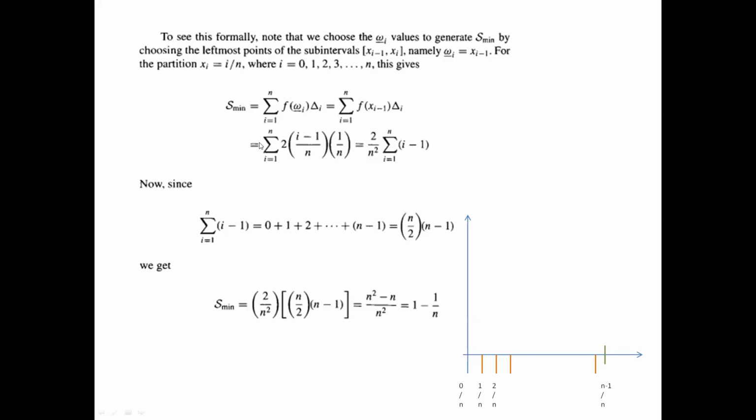Now you can bring out 2, you can bring out the denominator n squared, and you get summation of i minus 1. This is equal to n by 2 into n minus 1. And we simply substitute this. And this is simply algebraic manipulation. Try it out yourself. We will get 1 minus 1 by n.